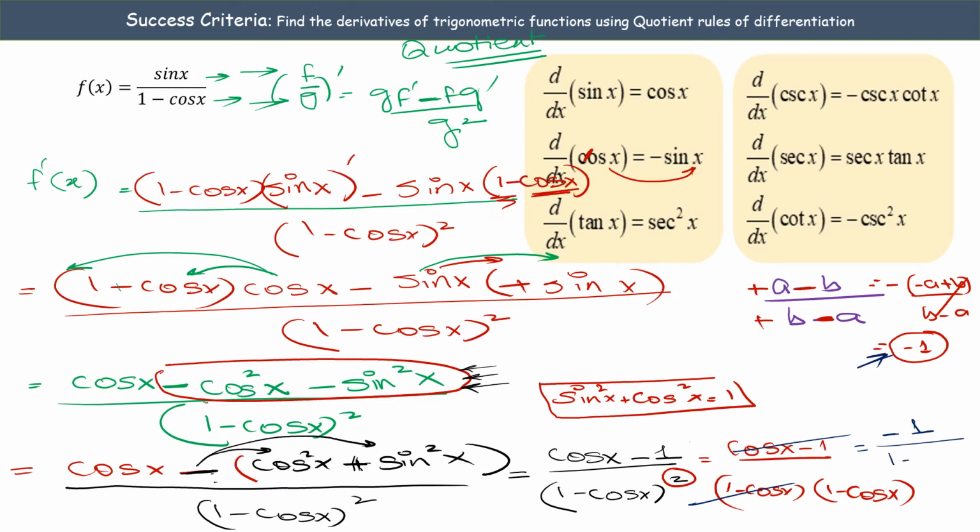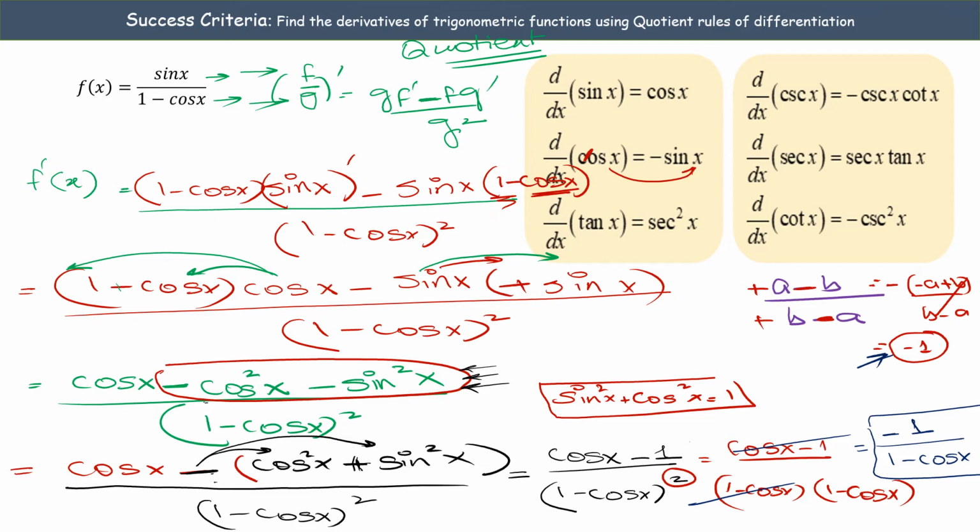And in the denominator now 1 minus cos x is left. So you have to apply the quotient rule or product rule, but finally you have to simplify and give the final answer. So I hope you understood these questions.